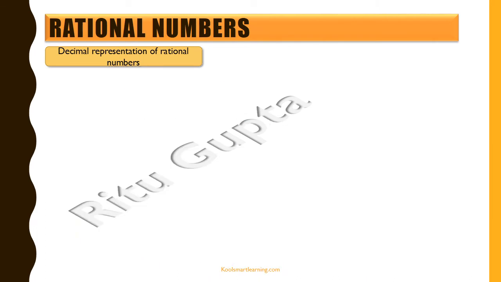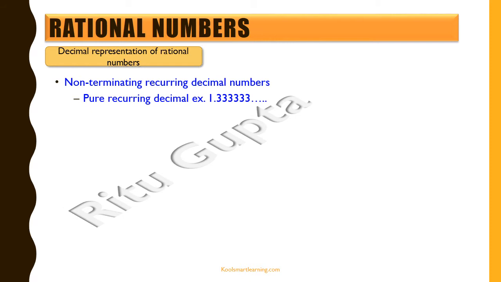Now we'll talk about another decimal representation of rational numbers, and that is non-terminating recurring decimal numbers. We first talked about the terminating decimal numbers, where it terminates, it has a fixed number of digits after the decimal. But what are the non-terminating recurring decimal numbers? These are the numbers which do not terminate after the decimal. Say for example, a number like 1.3333 and 3 continuing an infinite number of times. That's a non-terminating recurring decimal number because it is not terminating.